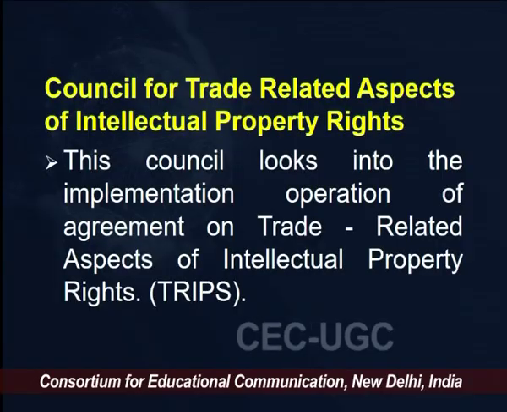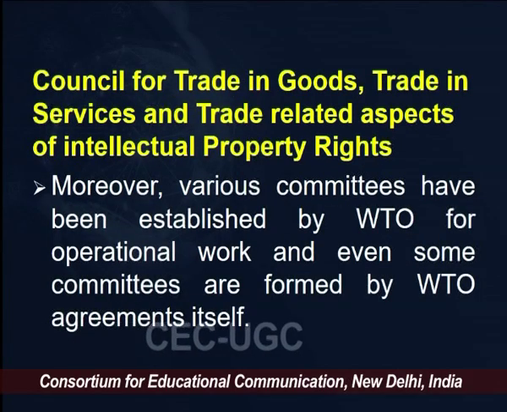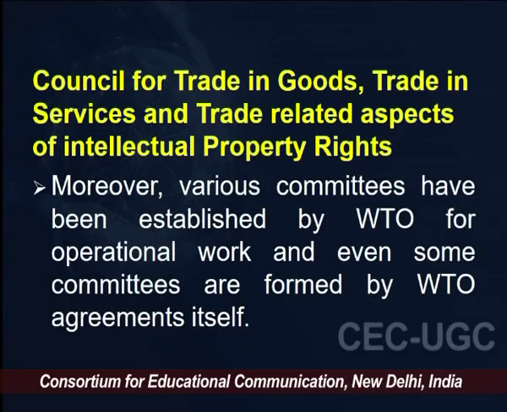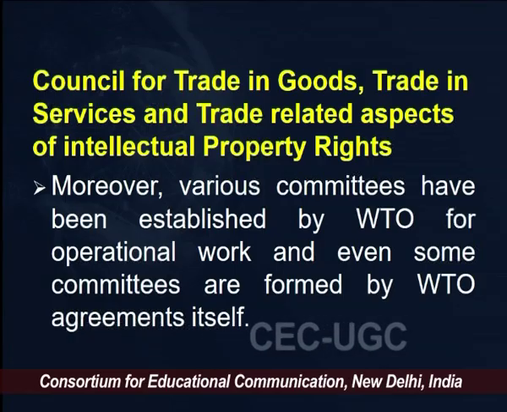And the third one, that is the Council for Trade Related Aspects of Intellectual Property Rights. This council looks into the implementation and operation of the Agreement on Trade Related Aspects of Intellectual Property Rights, or TRIPS. They talk about TRIPS only. Then if we think about these three councils, various committees have been established by WTO for operational work, and even some committees are formed by WTO agreements itself. So, this is about the different councils. So, this is the whole structure of WTO and you must have understood this.